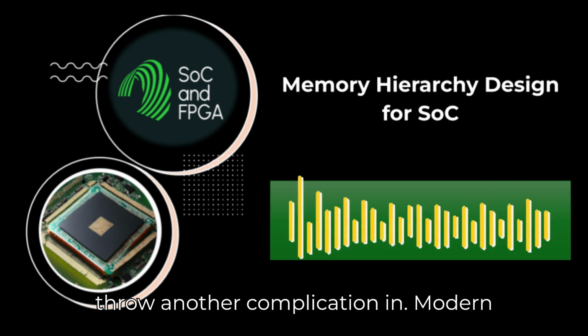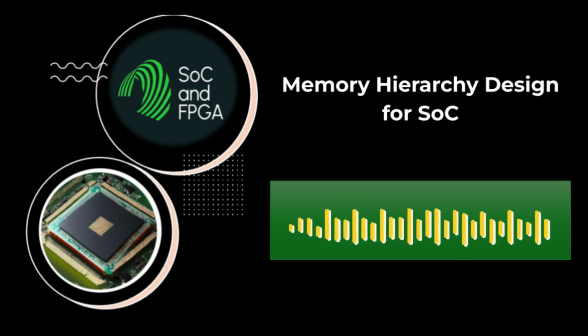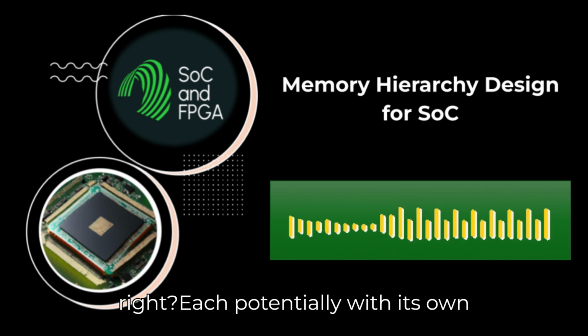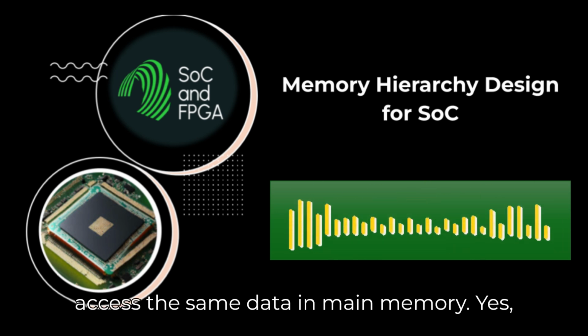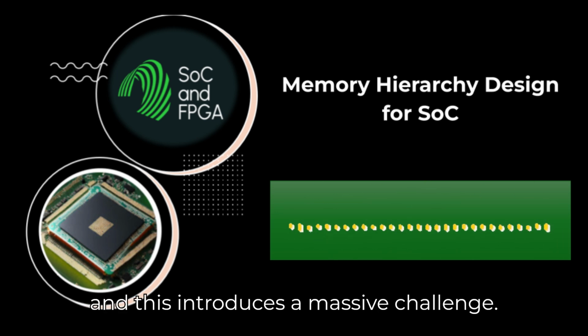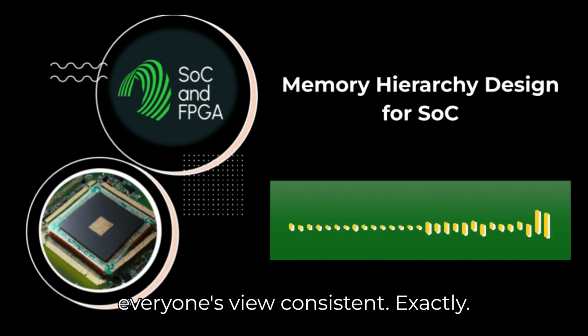Okay, now let's throw another complication in. Modern sockets have multiple processor cores, right? Each potentially with its own private cache, but they might need to access the same data in main memory. Yes, and this introduces a massive challenge: cache coherence. Coherence, keeping everyone's view consistent.